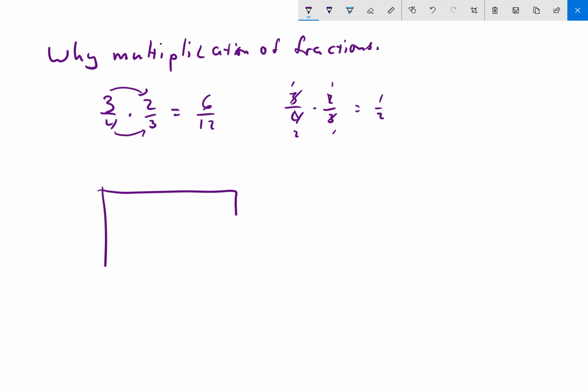There's two things people like to do, well, math people anyway, to explain this. One is they'll take 3/4.